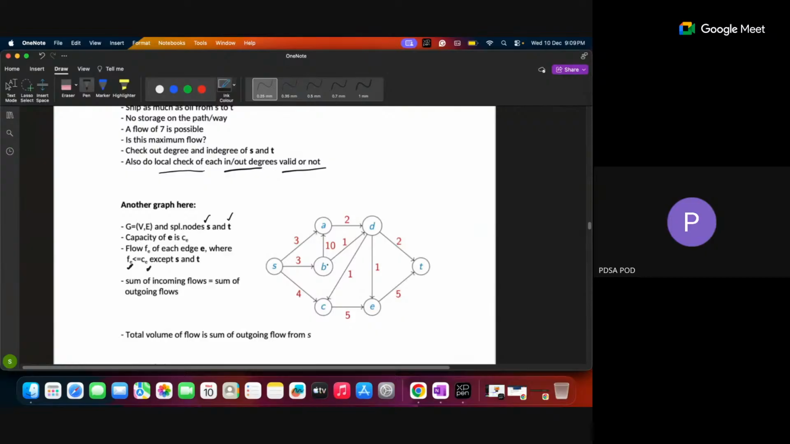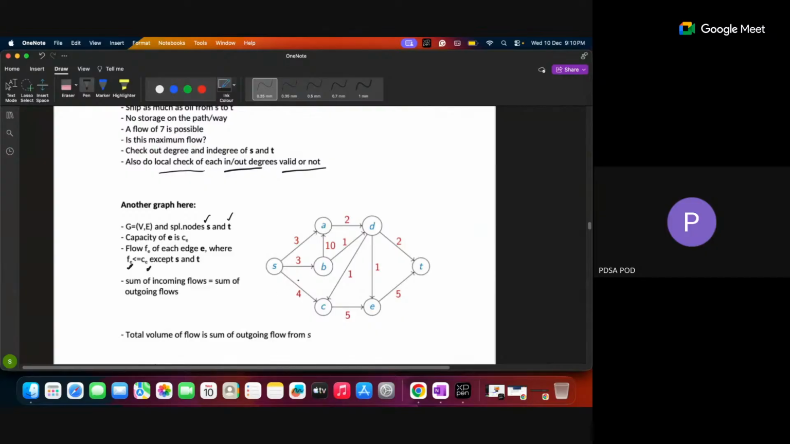Similarly, suppose 10 is the incoming flow for A. Can we have an outgoing flow of 10? No chance. Why? Because if 10 is coming, where can I send this 10 outgoing from A? No chance. Because they have storage capacity? No, we don't. They clearly said every vertex has no storage capacity. So how would A store the rest of the 8? No. That's the reason.